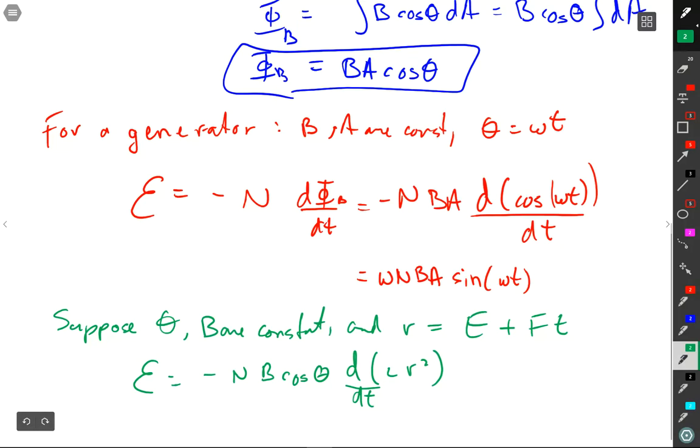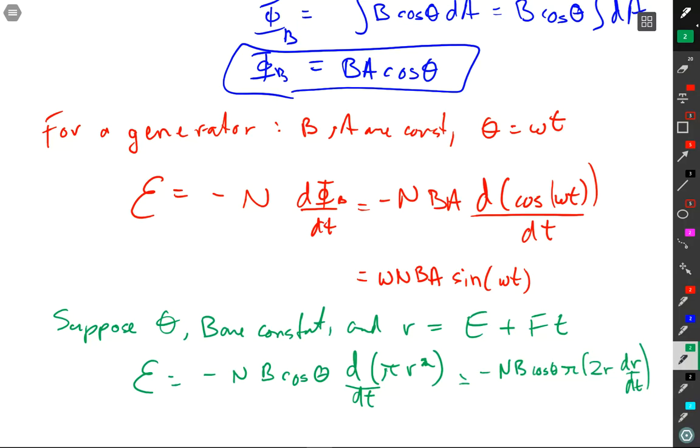Well, there's more than one way to do this, but I'm going to do this just using the chain rule. Equals minus NB cosine theta, the part that was out there already. Pi is a constant, so pi comes out. The derivative of r squared with respect to time is going to be 2r dr/dt. So now I have to do that derivative of r.